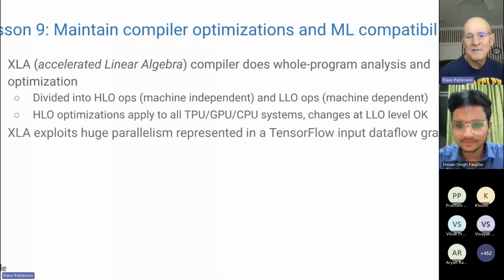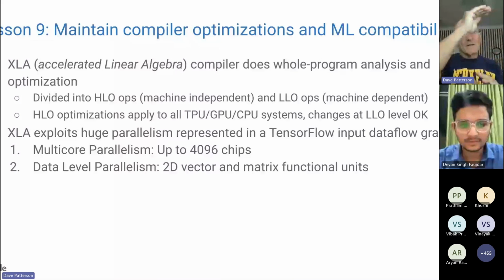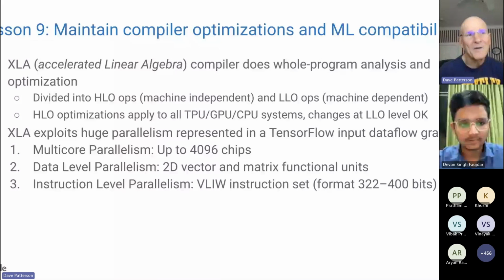And it's remarkable the parallelism that the compiler tries to keep, like juggling balls in the air to get the maximum performance. There's multi-core parallelism. There are 4,000 chips on TPU v4. There's data level parallelism. There are these 2D vectors, right? And so you have to lay out your data appropriately so you can get good use of these 2D arithmetic units. There's instruction level parallelism, and it's something called very long instruction words. So it's 400 bits, so it can specify dozens of operations within a single instruction.